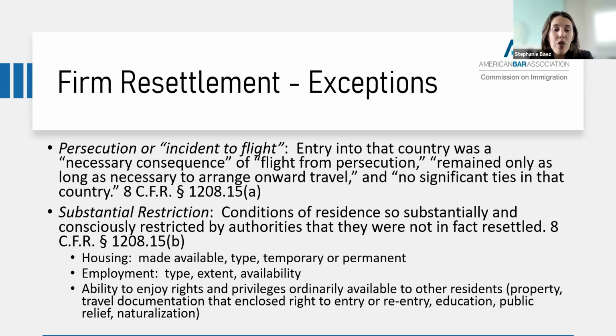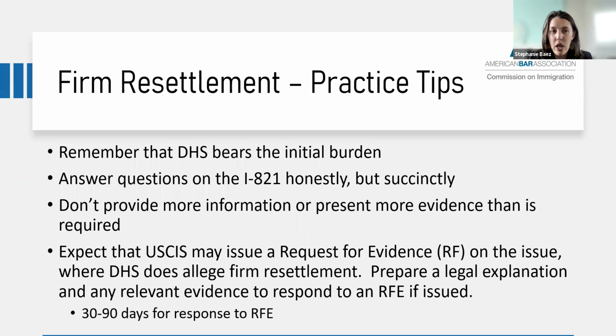Examples: in a country, if housing is not available because of issues, oftentimes there's extreme racism that's faced. And so Haitian immigrants or other Black immigrants aren't able to find any sort of housing or permanent place to live. They're not able to find employment, either due to racism or general xenophobia. They're not able to enjoy rights and privileges that are ordinarily available to others in that country. They can't obtain property. They're not able to obtain travel documentation or education or those types of benefits. Then there can be an argument made that there's substantial restrictions that mean that they're not able to actually be firmly resettled in those countries.